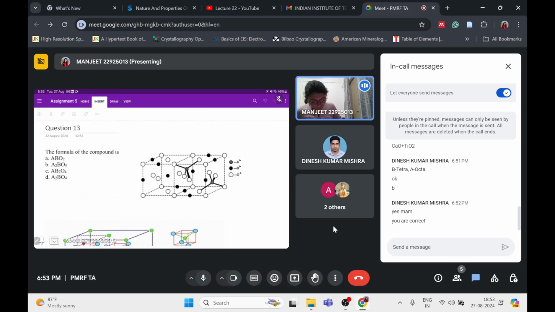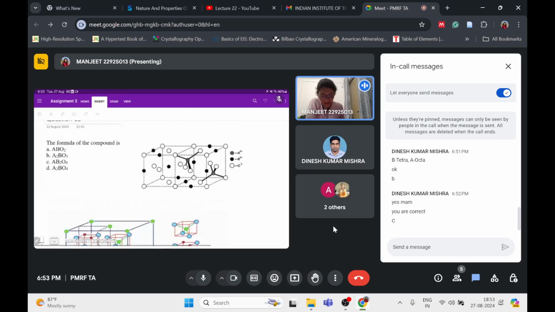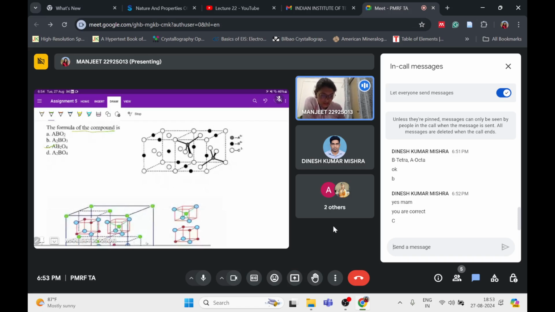So the same, what will be the formula of this compound? This one is complicated because we have the 2 unit cell. If you can see, this is the compound formula for the standard one. Maybe you know the C part. What will be the C? Yeah, it will be AB2O4. This is the spinel one.